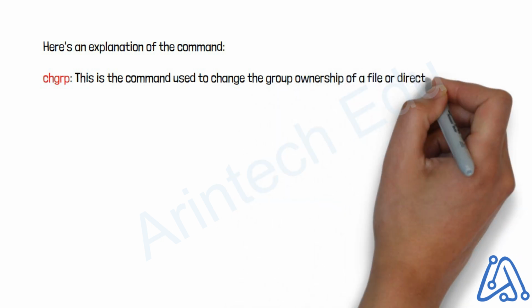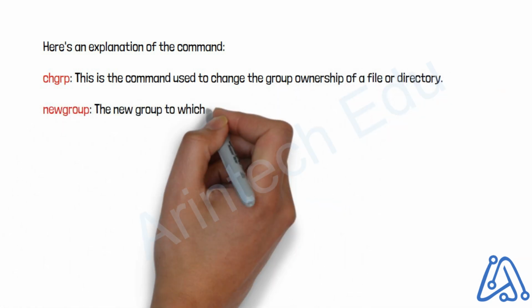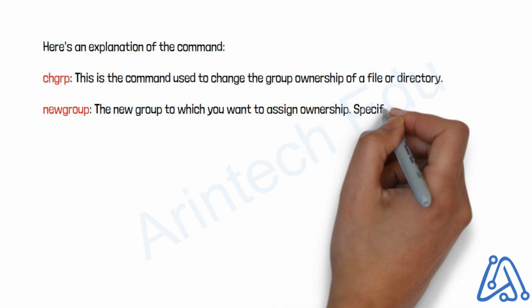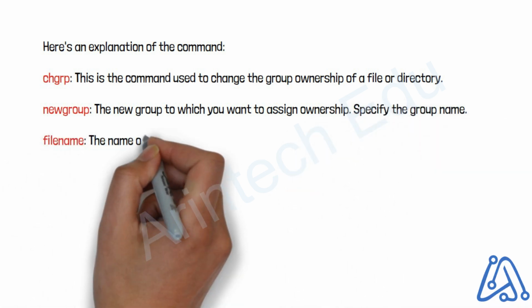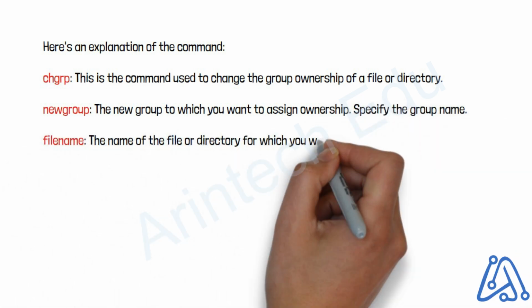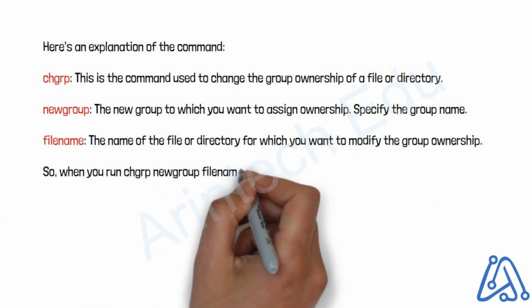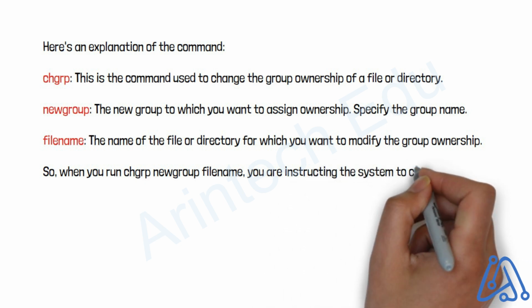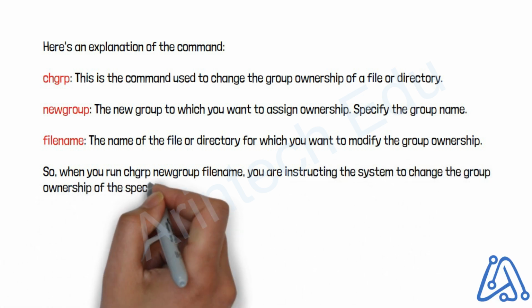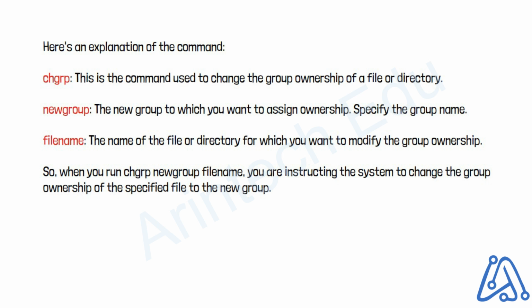chgrp: this is the command used to change the group ownership of a file or directory. newgroup: the new group to which you want to assign ownership. Specify the group name. filename: the name of the file or directory for which you want to modify the group ownership. So, when you run chgrp newgroup filename, you are instructing the system to change the group ownership of the specified file to the new group.